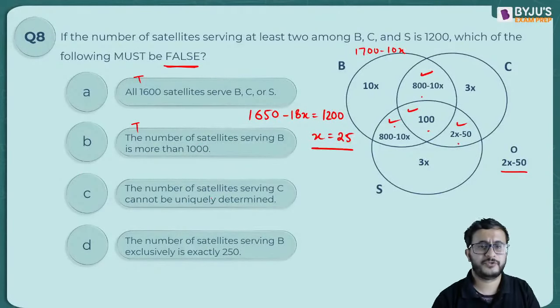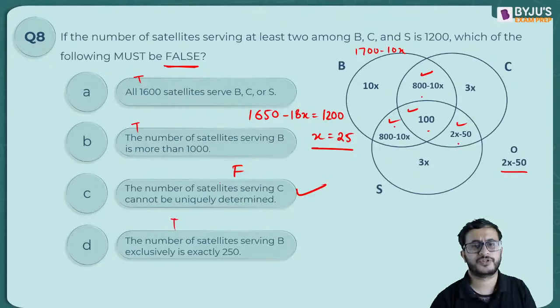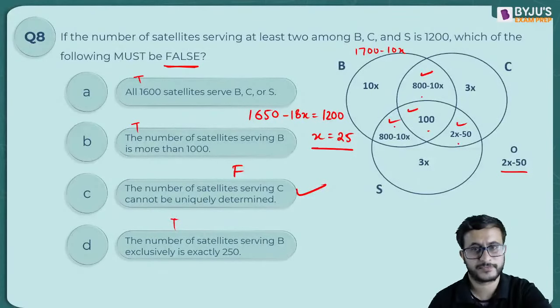The number of satellites serving C cannot be uniquely determined. See, now this equation is in form of x. I know the value of x, so this can be determined, hence this will be false. I can determine this value because it is in terms of x. Okay, and B exclusively will be 250. That is of course true. So this is the statement which is false.